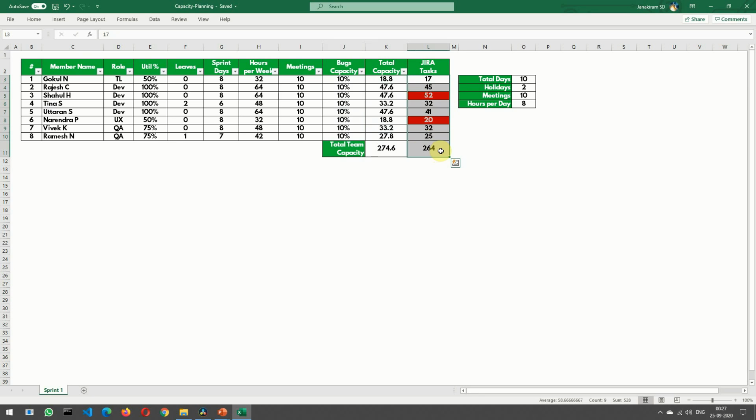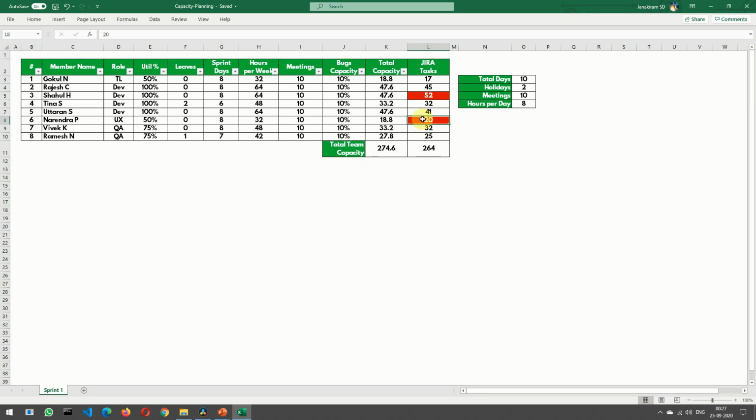Now, the last column is the actual estimation of hours in Jira. The tasks are created underneath stories, and these are the hours against every developer and QA. So the ones in the red means that the resource is overloaded. He has a capacity of 47.6 hours, whereas he has estimated his task to be 52 hours. Likewise, for Narendra, he has a capacity of 18.8 hours and he has estimated his task to be 20 hours.